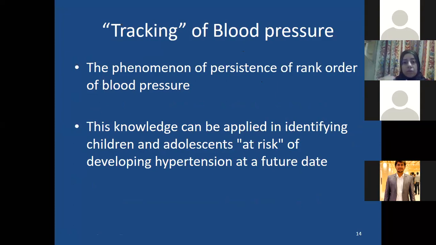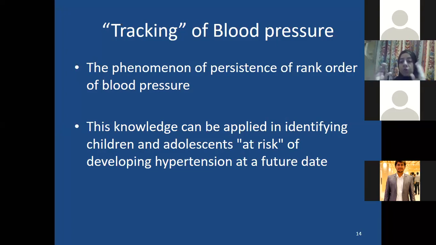Now, you're tracking blood pressure from the early ages to adulthood. This phenomenon of persistence of rank order of blood pressure, this is the persistence. So if you start off with high pressures, you're likely to carry on in your adult age with the same pressures or raised pressures. This knowledge can be applied in identifying children and adolescents at risk.